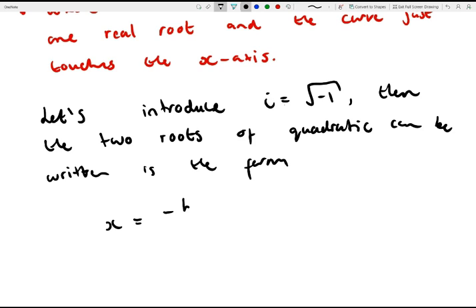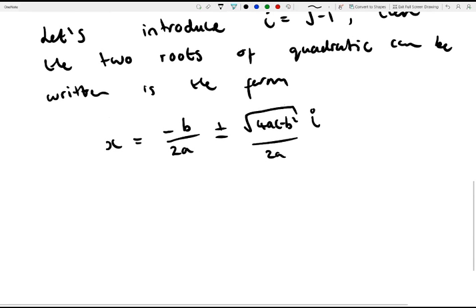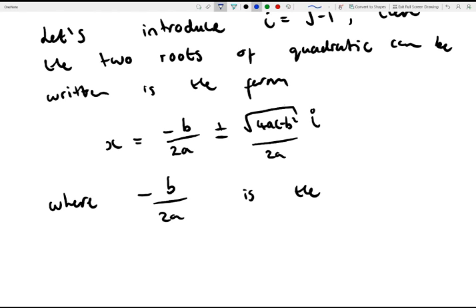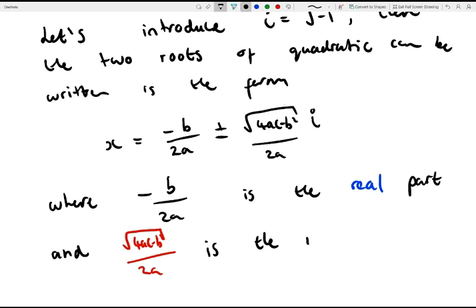So x is equal to minus b over 2a plus or minus the root of 4ac minus b squared over 2a, all multiplied by i, where minus b over 2a is what we call the real part, and the root of 4ac minus b squared over 2a is the imaginary part.